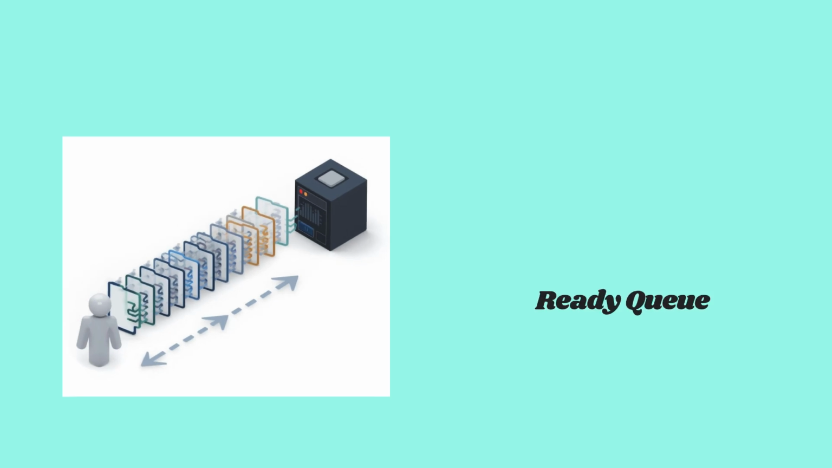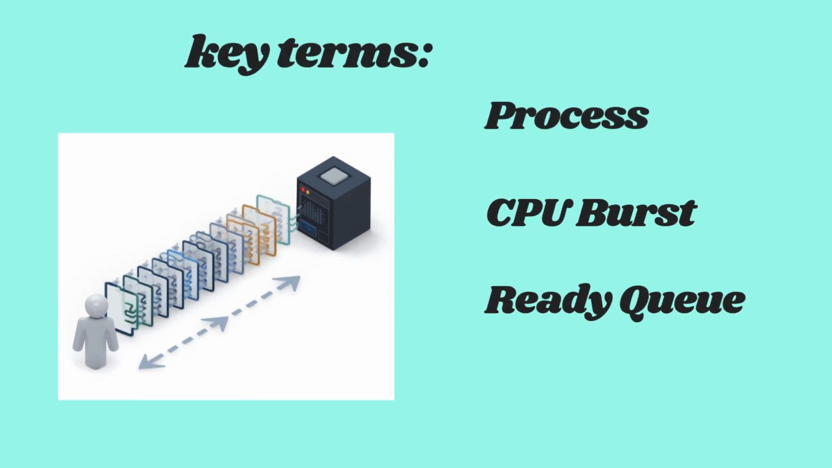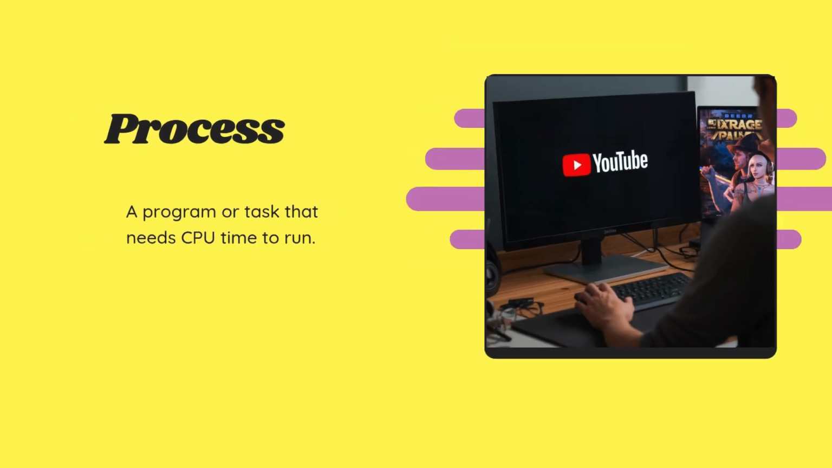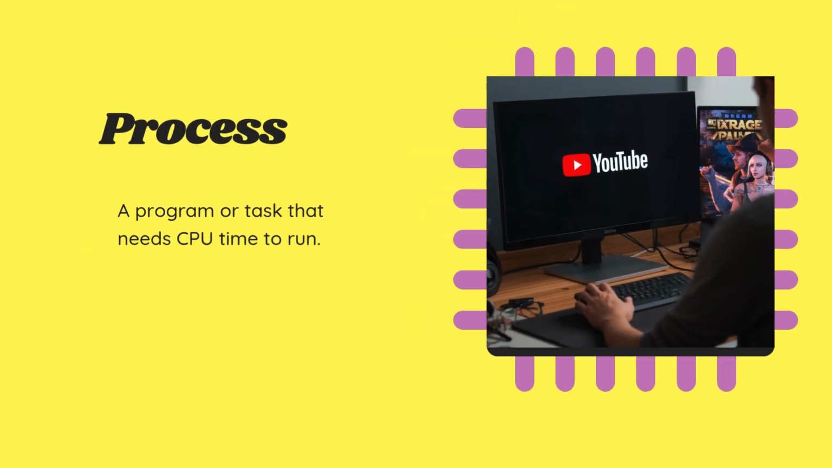Before we dive into scheduling algorithms, let's understand some key terms. The first one is process, the second one is CPU burst, the third one is ready queue. What is a process? A process is a program or task that needs CPU time to run. For example, opening YouTube or a game.